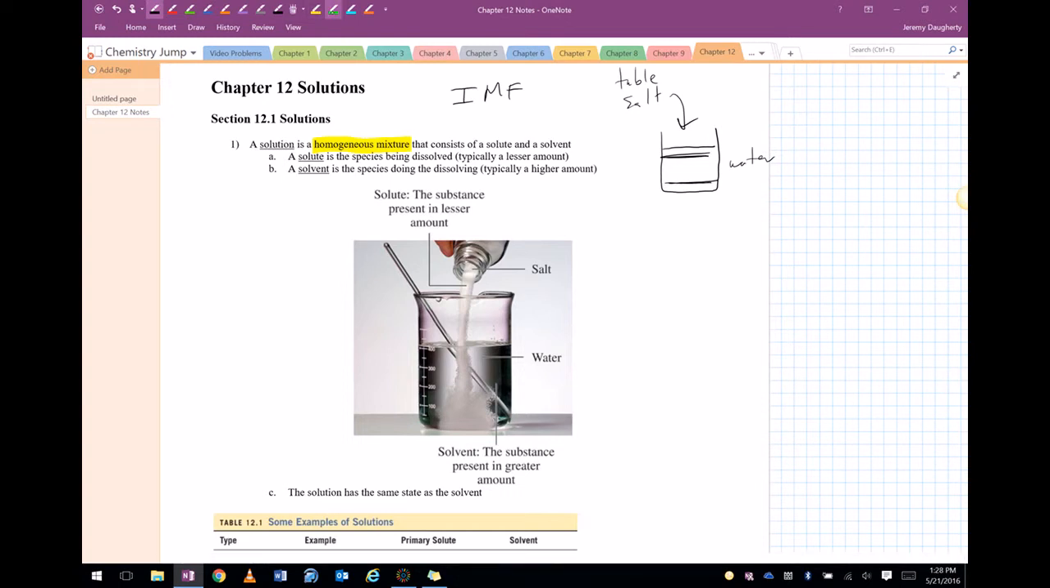Now, it consists of a solute and a solvent. The solute is the substance that's being dissolved. We usually have less of that. And the solvent is the species doing the dissolving. So in our example of salt and water, water is our solvent. Salt would be our solute. Very important terms to know and to understand.